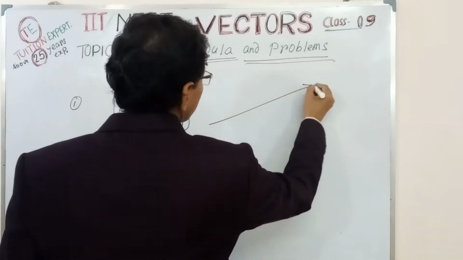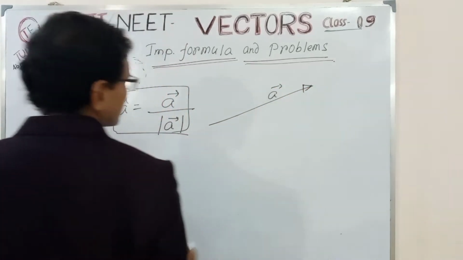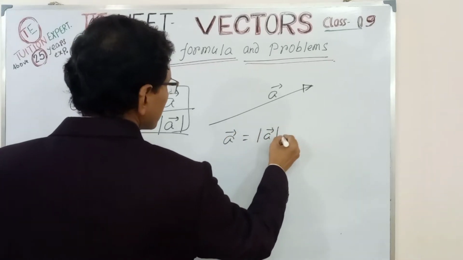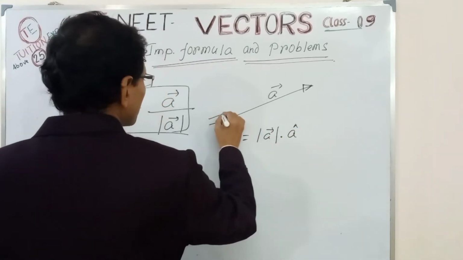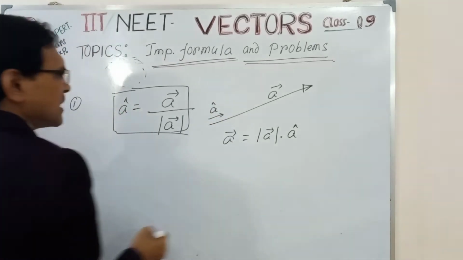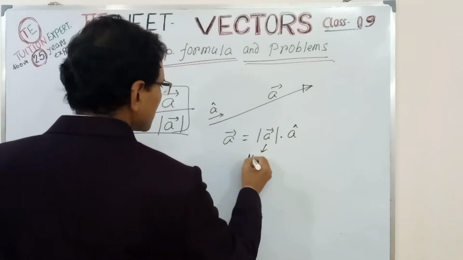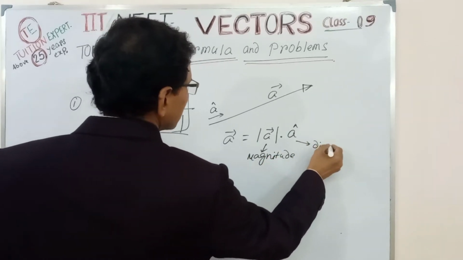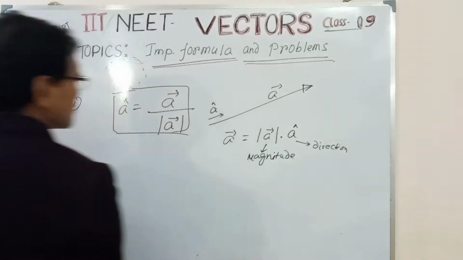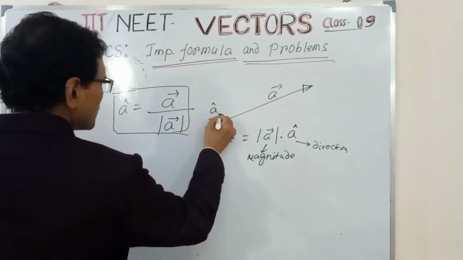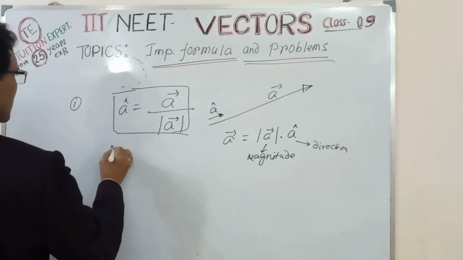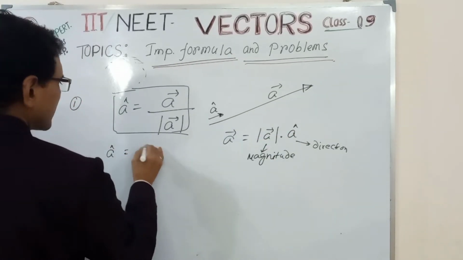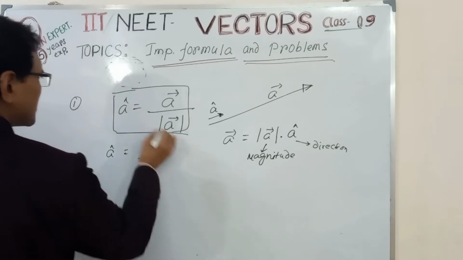Any vector A. A vector equals its magnitude into direction. So the direction is denoted by the unit vector. This is magnitude and this is direction. The direction is denoted by the unit vector. So we know unit vector equals vector by its magnitude. Okay, this is one formula.